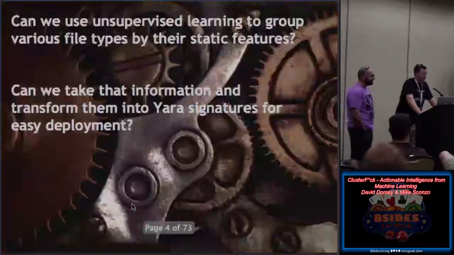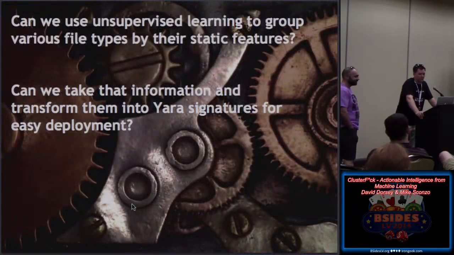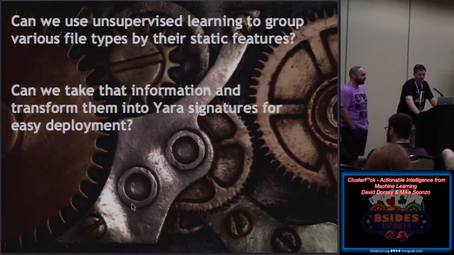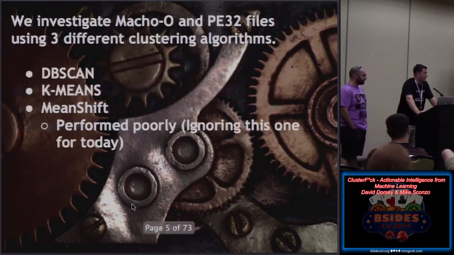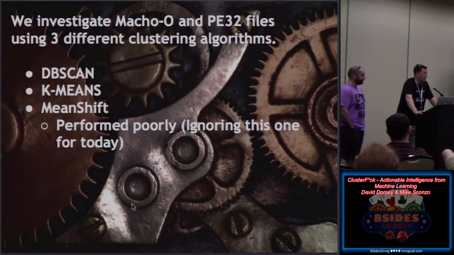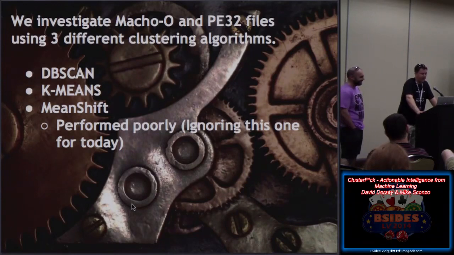All right, so the basic question we asked is, can we group files just by their static features? We didn't want to run things dynamically. And then could we go one step further and turn these into YARA signatures so you can easily deploy it? We decided to try this on Mach-O files and Windows executables. We tried three different clustering algorithms: DBSCAN, k-means, and mean shift. But mean shift didn't work out too well for us, so we're not really going to talk about it other than to say that it didn't work.